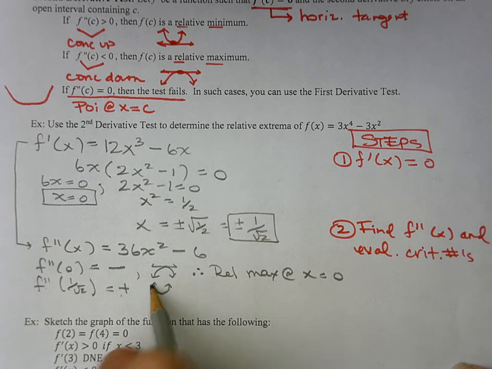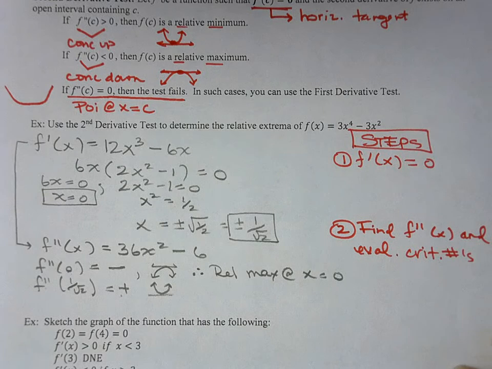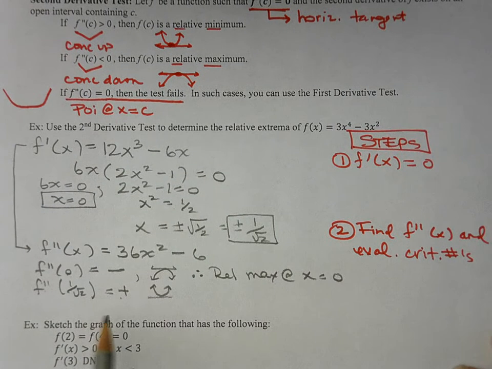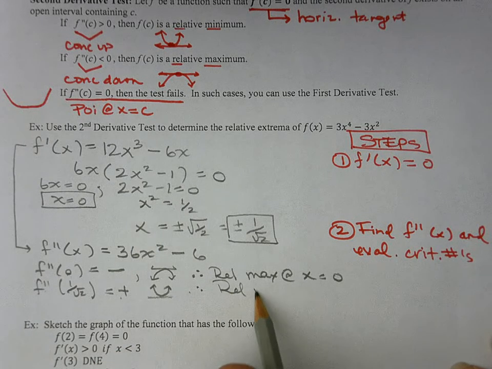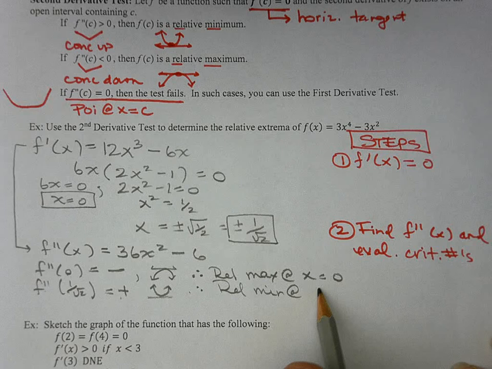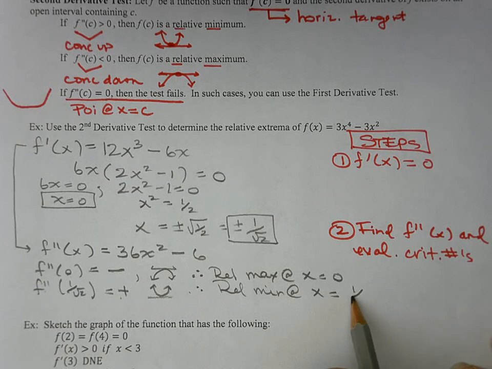And remember, this is where a horizontal tangent is, right? That's what the first derivative equaling 0 means. The slope is 0, meaning we have a horizontal tangent. Second derivative being positive, then we are concave up. So we are concave up, and we have a horizontal tangent. So therefore, we have a relative min at x equals positive 1 over root 2.